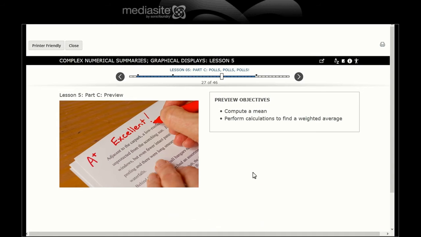What it looks like for this one, the main purpose is that we're further doing numerical summaries, but we're going to compute a mean and perform calculations to find a weighted average.